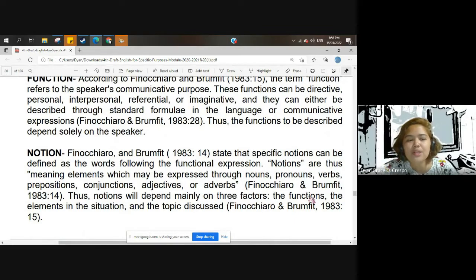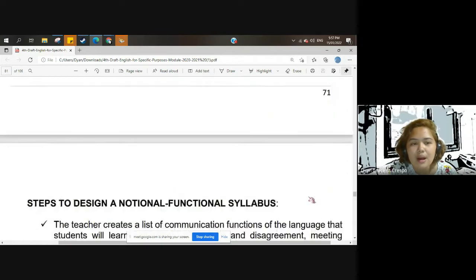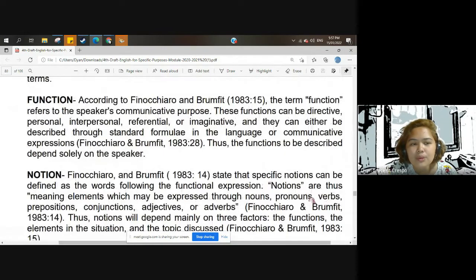Notions are thus meaning elements which may be expressed through nouns, pronouns, verbs, prepositions, conjunctions, adjectives, or adverbs. Thus, notion will depend mainly on three factors: the functions, the elements, and the situation and the topic discussed. Now, if I describe function based on what I understand in the description of Finocchiaro and Brumfit.